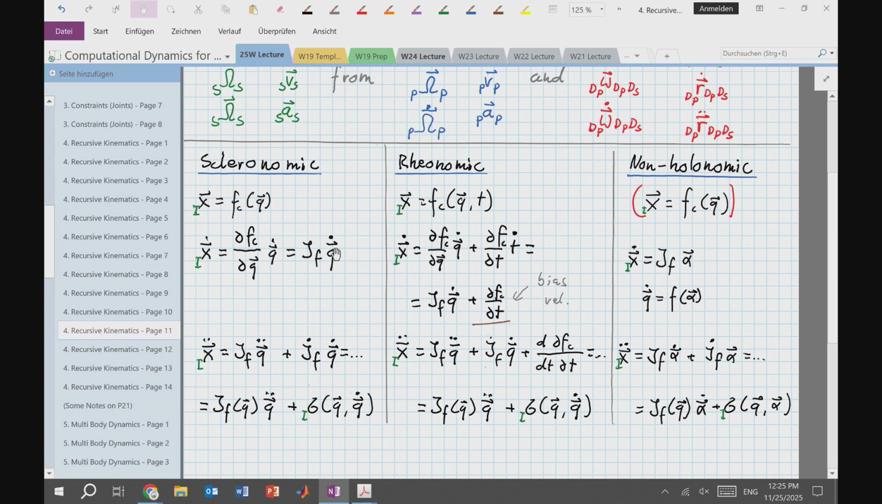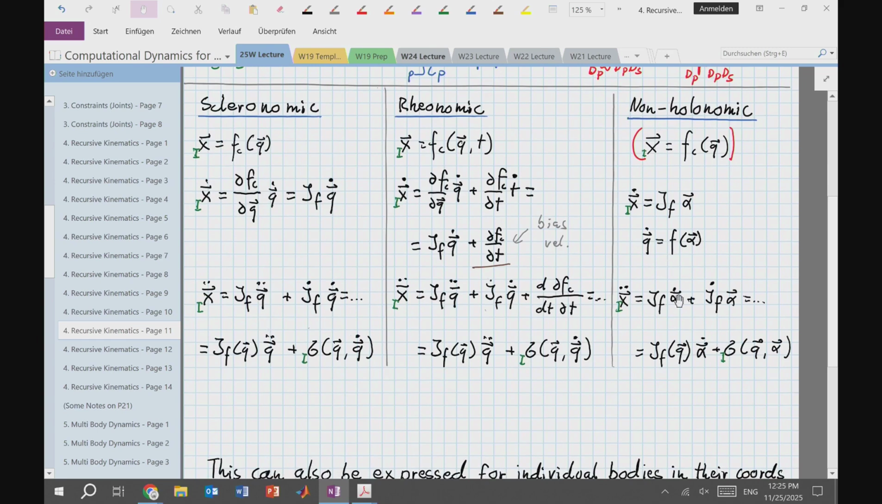I don't have that in scleronomic systems. If I set q dot to 0, the system is not going to move. This is something that comes from the time dependency. I have the same for non-holonomic constraints, where the only thing I changed is that instead of q dot, I write alpha, but I get the same linear structure. If I look at everything on acceleration level, I see that this linearity is partly conserved. So accelerations are linear in q double dot through the same Jacobian. And then I have something back here, which I would also call a bias acceleration.